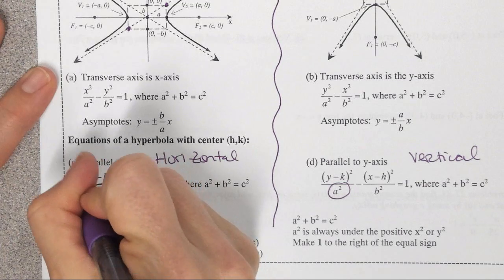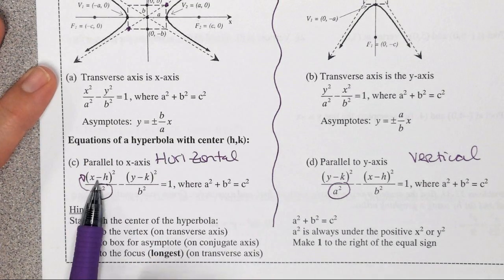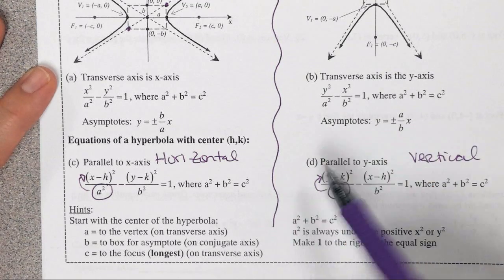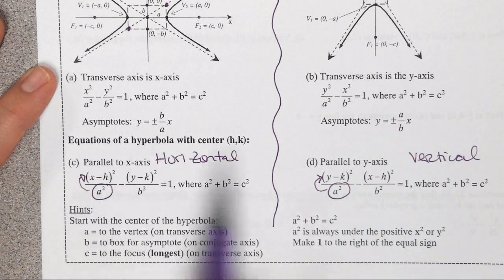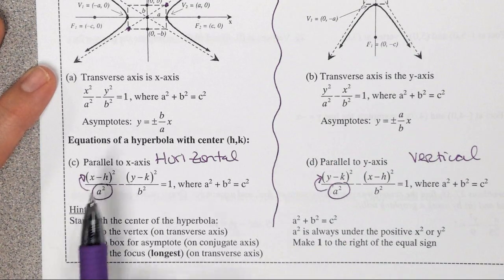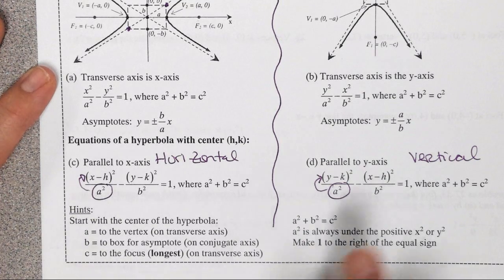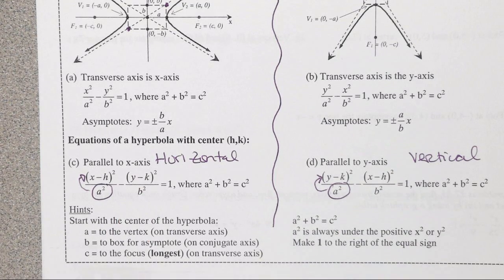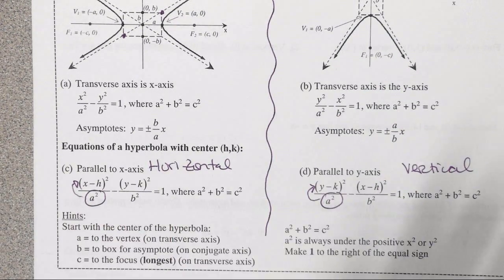I look above it, and if there's an X above it, it's going to go horizontal. If there's a Y above it, it's going to go vertical. Whatever I write first has to be the positive. The second one's the one that has a subtraction sign in front of it. Okay. Are we ready to try some of these? Okay. Again, it's not hard. Just a lot of little pieces.